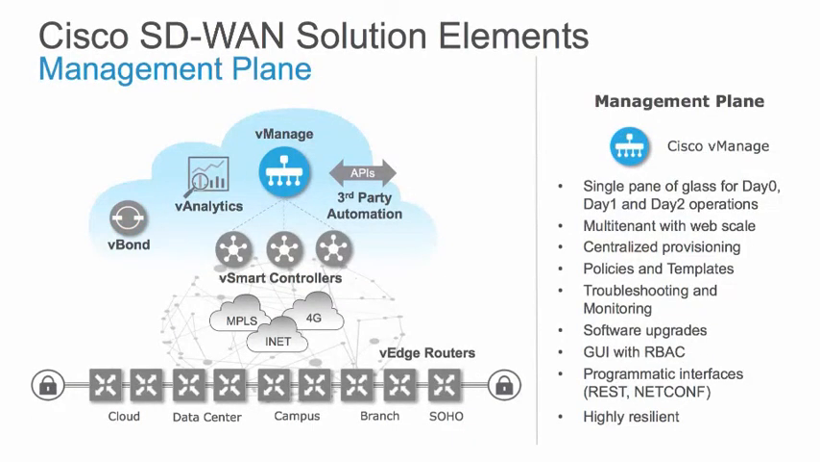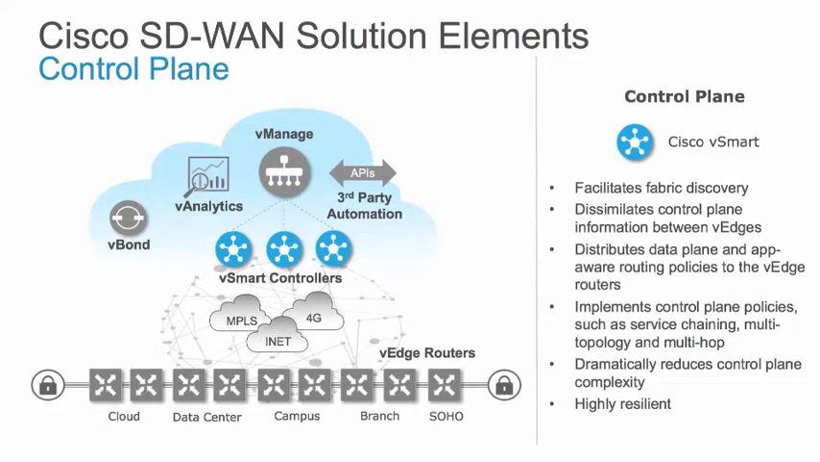The management plane in Cisco SD-WAN is provided by vManage. vManage provides you a single pane of glass for day 0, day 1, and day 2 operations. Almost real-time alerting. Centralized provisioning that gives you the capability for configuration standardization. It also gives you simplicity of deployment, simplicity of changes, and supports standard interfaces with REST API, CLI, syslog, SNMP, and netconf.